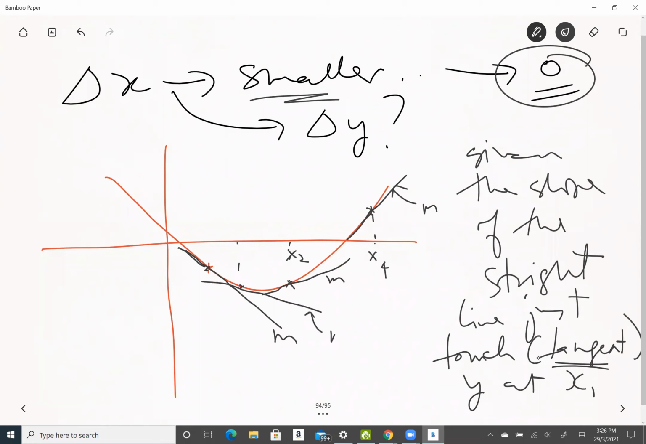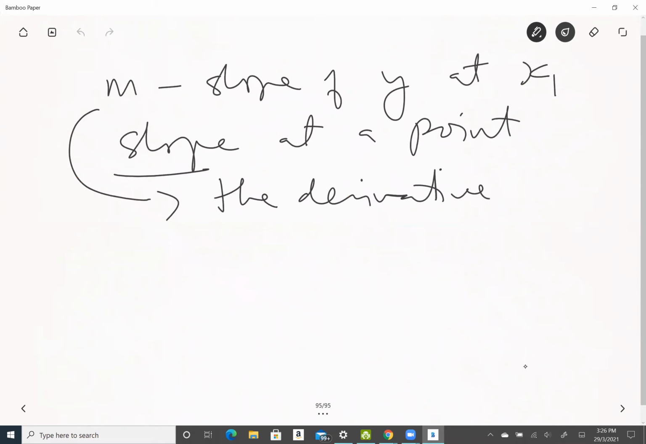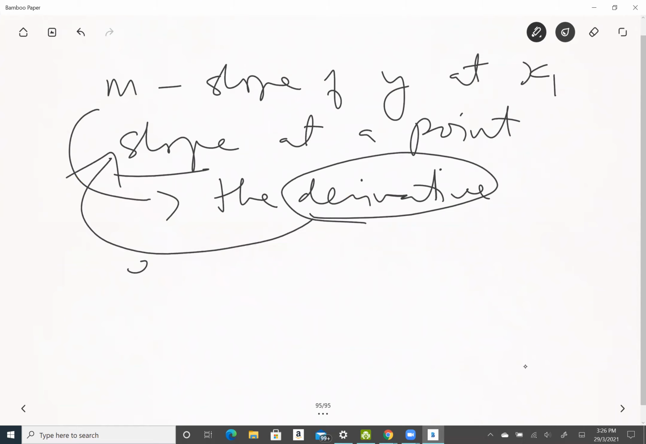Just tangent. Now you can see the slope at each point for a nonlinear function is not the same. The slope at x1 is not equal to the slope at x2. It's not equal to the slope at x4. So the slope is the slope of the straight line which is just tangent to the curve at that particular point. Any question? To get that slope, we can get it from the derivative. The derivative will give you the slope. The derivative will enable us to find that slope.